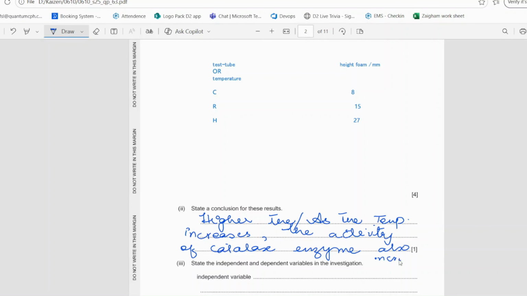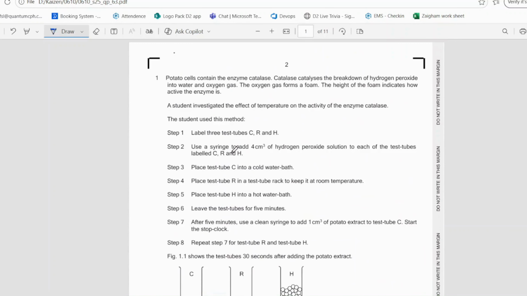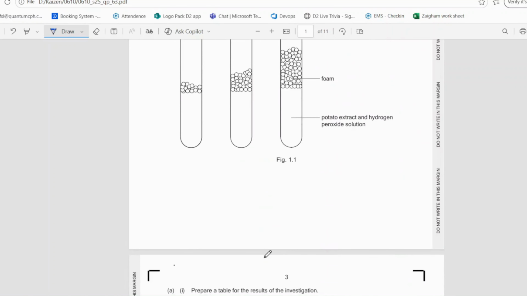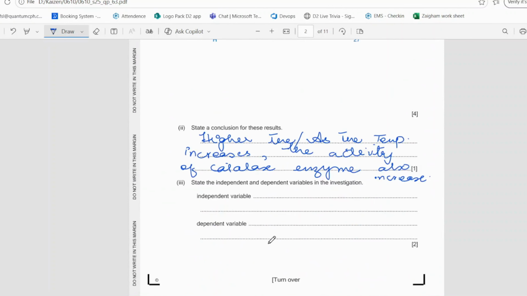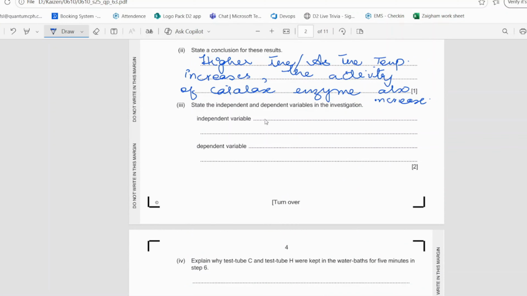What is the independent variable and what is the dependent variable? This one is usually given in the first line. Temperature, exactly. How is it visible? That is by the foam. So the independent one is the temperature, and the dependent one is the height of the foam.